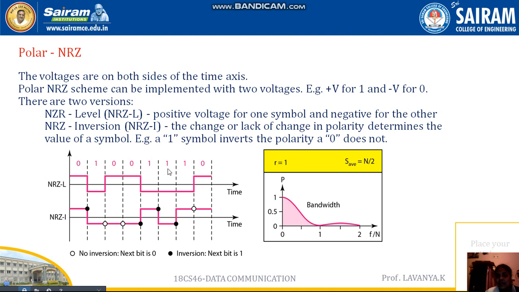Again, if it is 1, yes, it is going to take the transition. Again, if it is 1, yes, it is going to take the transition. If it is 0, yes, the previous value will remain the same. Like that it is going to follow. So this method we call the NRZ inversion method.